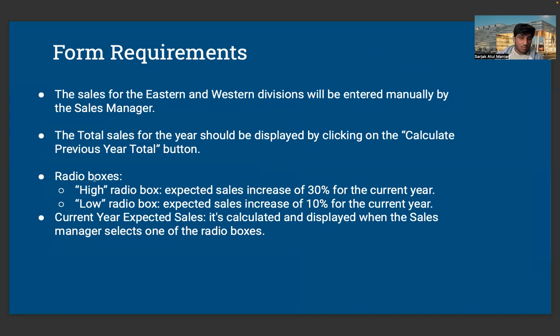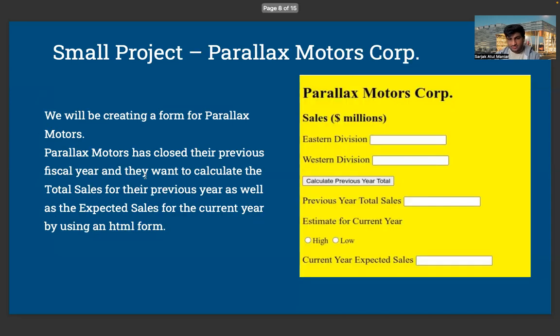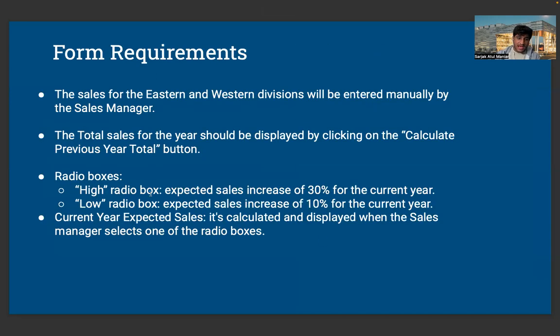Let's look at what it says ahead. Yeah, radio boxes. So regarding the radio boxes, there are two radio buttons, right? High and low. For the high radio box, expected sales increase of 30% for the current year, and for the low radio box, it says expected sales increase of 10% for the current year. Okay, not bad, straightforward.